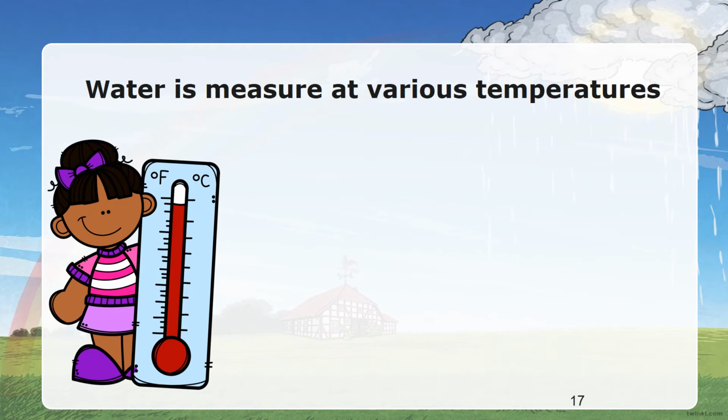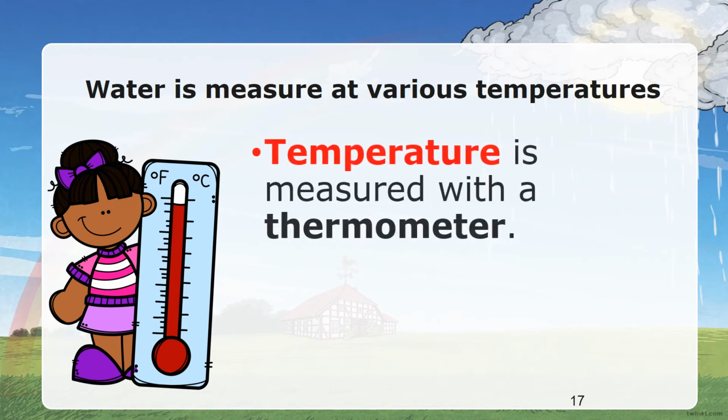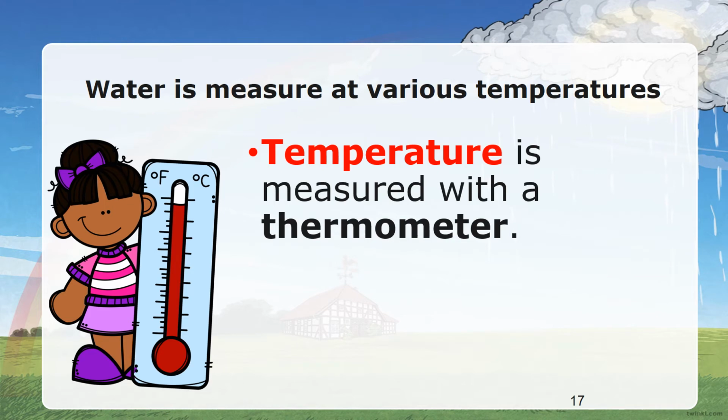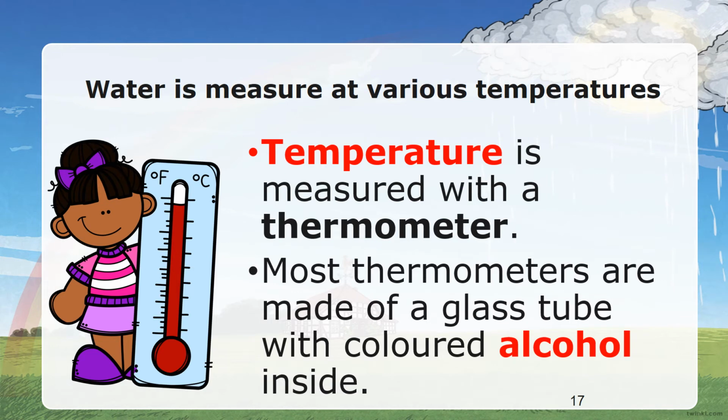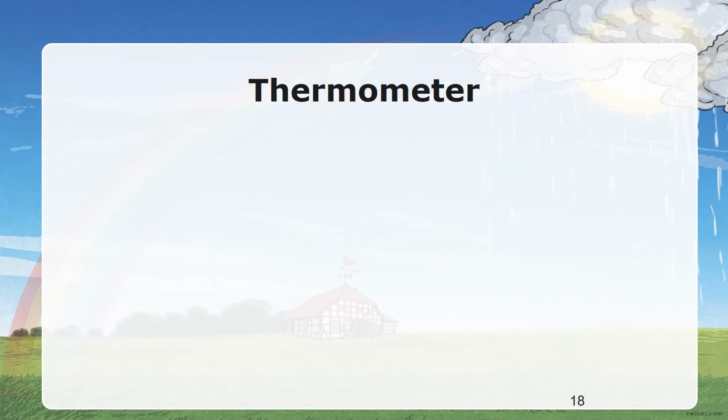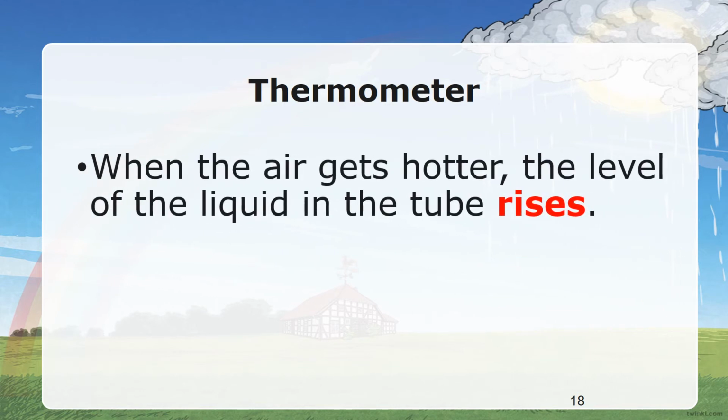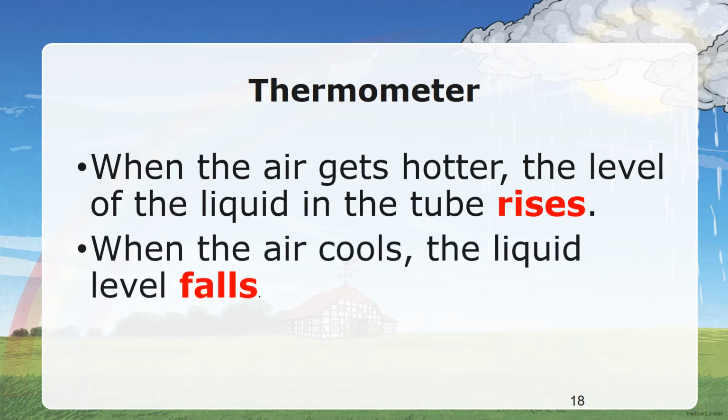Temperature is measured with a thermometer. Most thermometers are made of a glass tube with colored alcohol inside. When the air gets hotter, the level of the liquid in the tube rises. When the air cools, the liquid level falls.